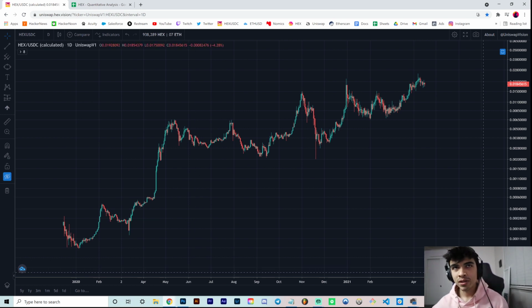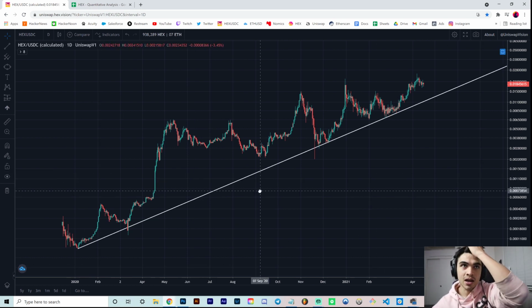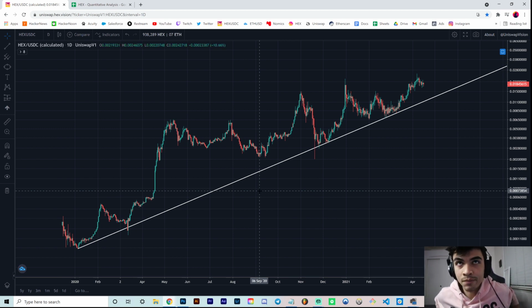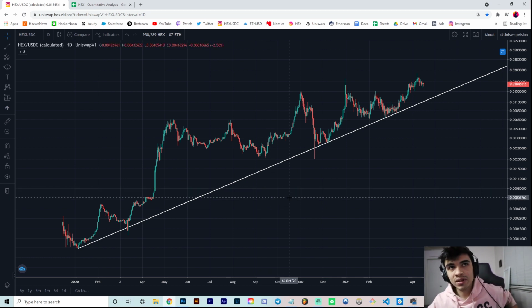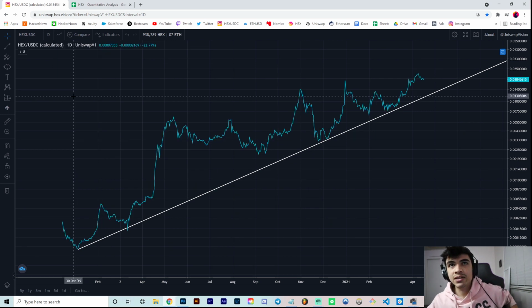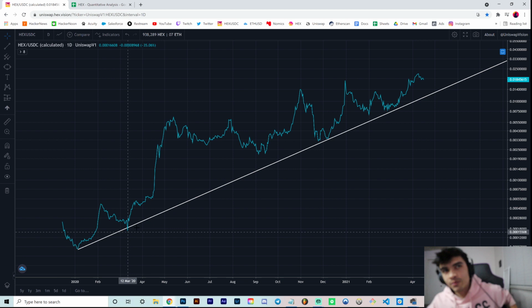However, I will have you know that a lot of the HEX community has charted something like this, and you can probably tell why, because it's essentially a line on a logarithmic scale that has never really been breached for a prolonged period of time. So for example, look at the data, you see we've pretty much held its support every single time we've touched it.